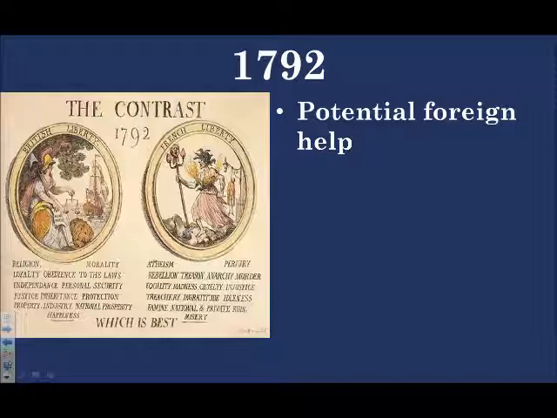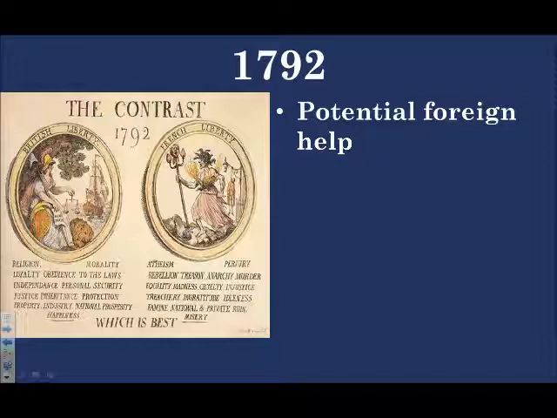This cartoon from 1792 suggests everything is good in England. There's obedience to the laws, there's morality, there's national prosperity and happiness. And in France, it's rebellious and treasonous. There is cruelty and idleness and misery because of the way this revolution is going.